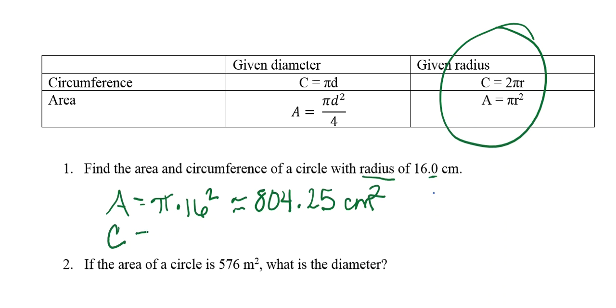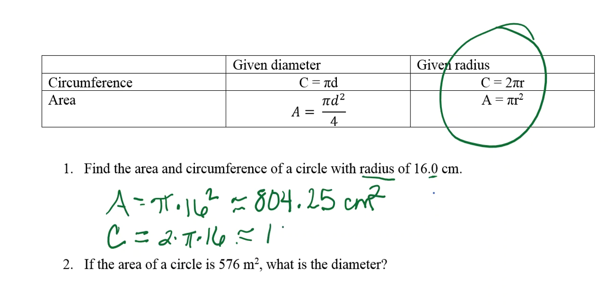When I'm doing circumference, the formula with the radius is 2 pi r. So I'm going to go 2 times pi times the radius of 16. Again, I'm going to use the pi button.